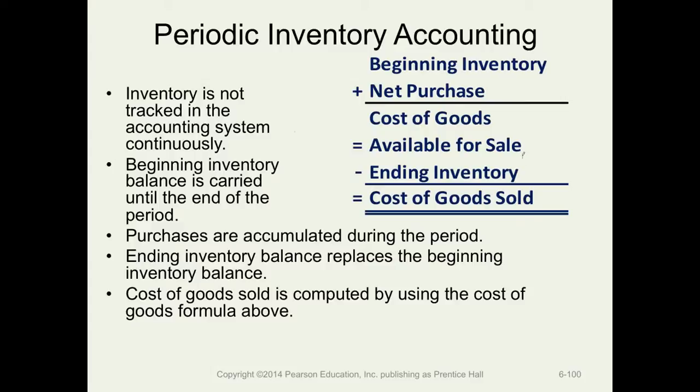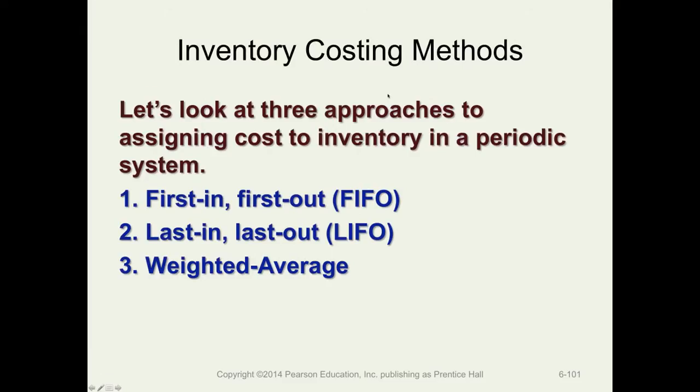And of course, this is due to the fact that ending inventory is not known unless you take a physical count at the end of that period. The beginning inventory, of course, is carried from the end of the prior period. Purchases are known, accumulate during the period, and we have the net purchases. And the ending inventory balance is then subtracted from the goods available for sale to get the cost of goods sold.